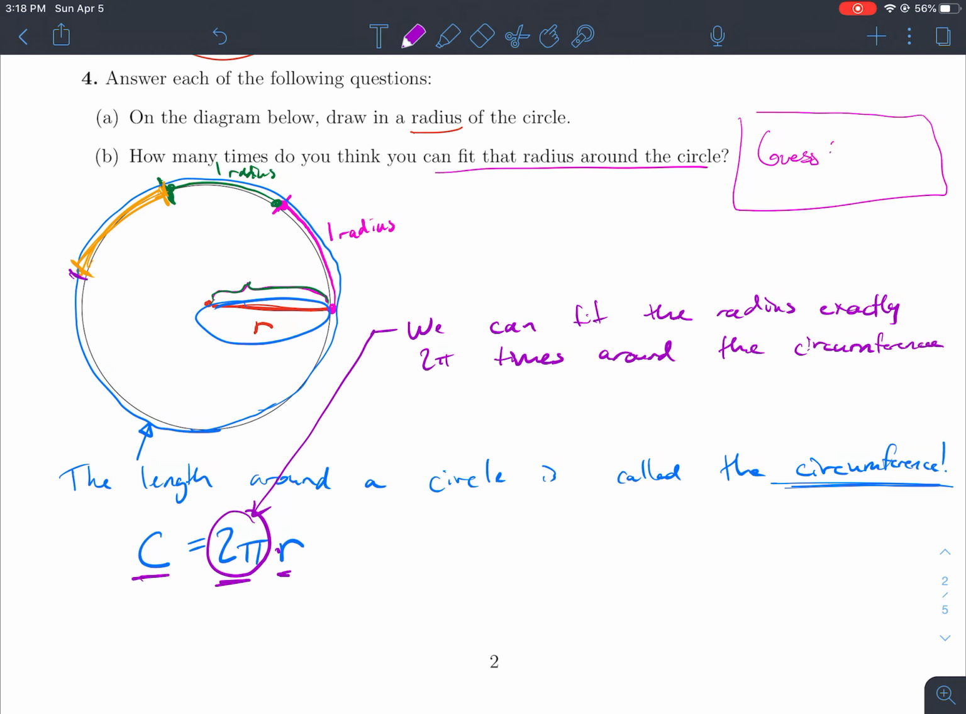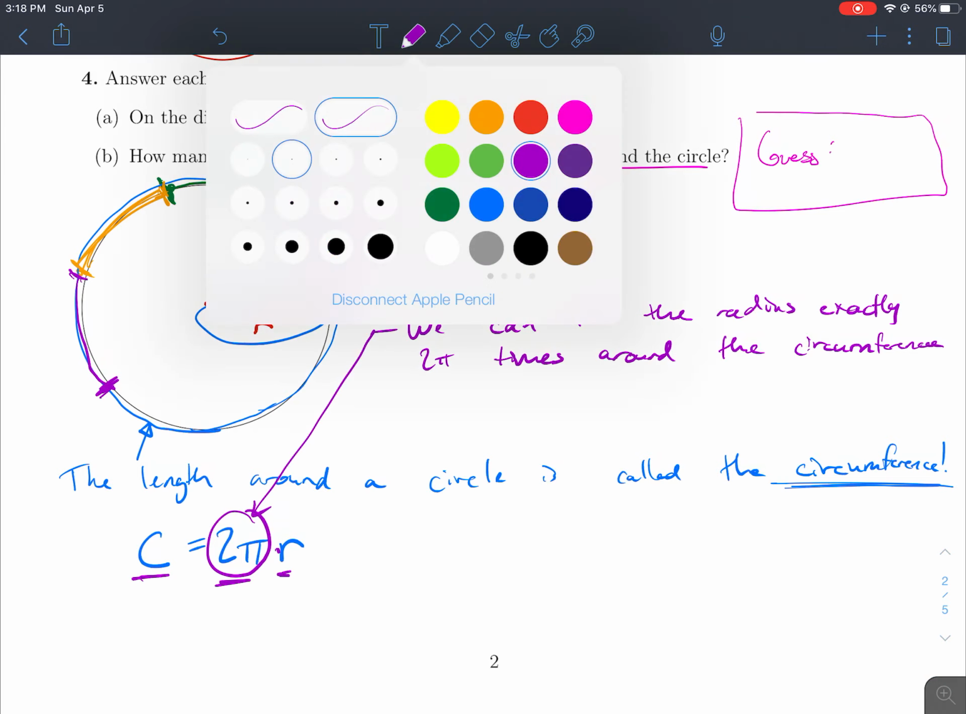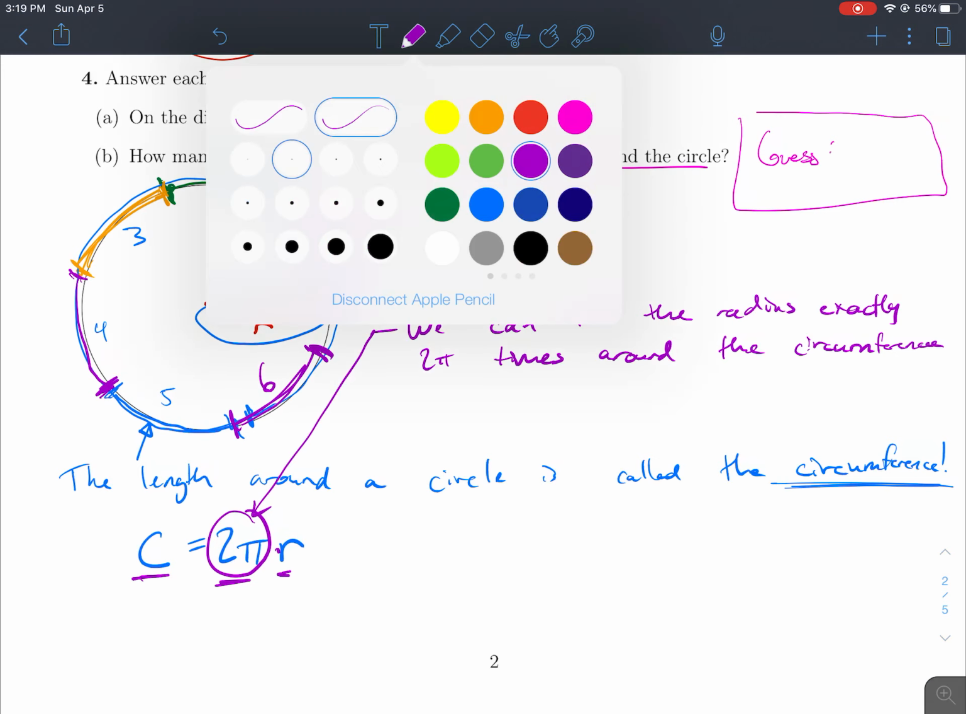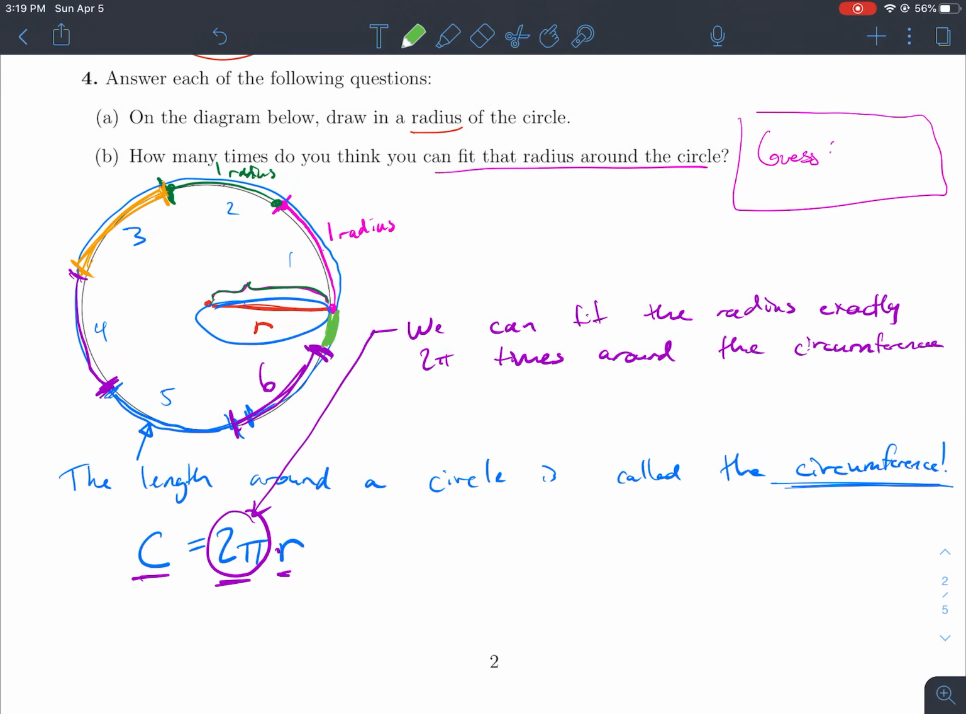And you can actually see that. We've done 3 so far. A fourth radius would get us to maybe here. A fifth radius would get us to maybe here. That one's a little bit long. So this was 4, this is 5, 3, 2, 1. A sixth radius would get us from here, maybe to here. And then you'd have this little piece of a radius right here.